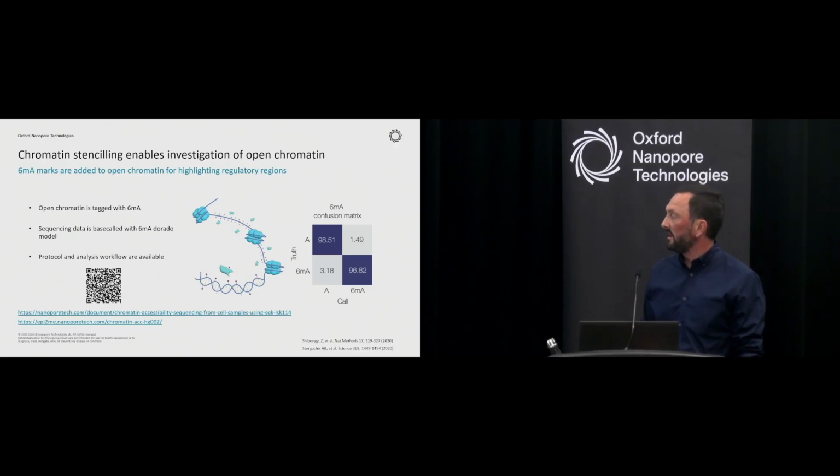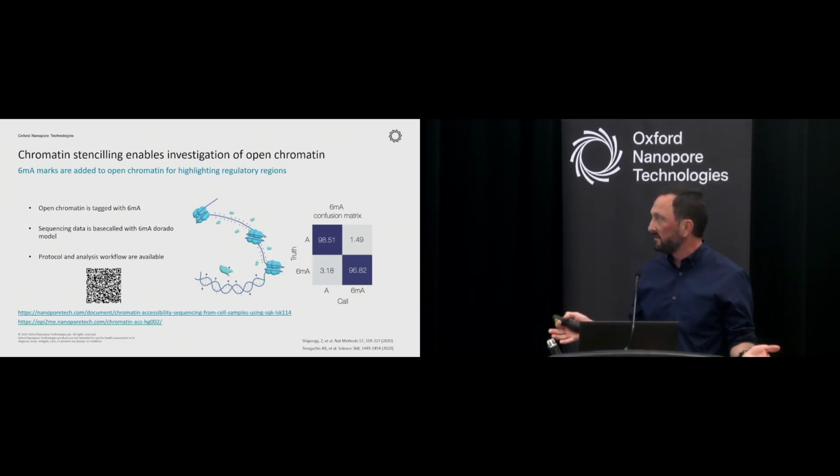Lastly, we did look at open chromatin or chromatin accessibility. So we have a protocol. It's on the website for looking at open chromatin accessibility. This is where you add exogenous 6mA into your sample, and it basically adds 6mA exogenous marks into your open chromatin. And then, so 6mA is not usually present in your genome, but when you do this, you should see 6mA increase in open chromatin regions.